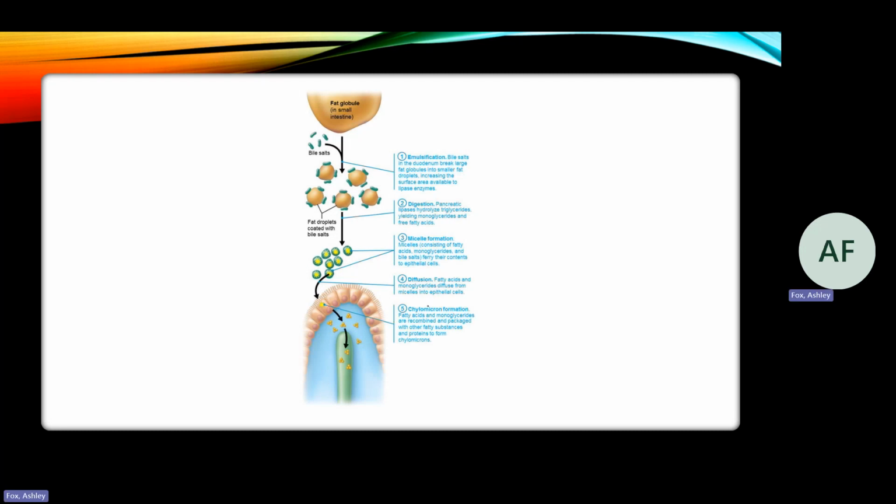Then once inside the cell, the fatty acids and the monoglycerides are packaged and made into triglycerides again, and any other fats, and you mix it with proteins like those lipoproteins to form little tiny microscopic chylomicrons. Chylomicrons are then exocytosed, and they travel into the lacteal, so the lymphatic system, and then they're carried through the lymph, eventually leading to the venous side of the cardiovascular system, because lymph leads there.